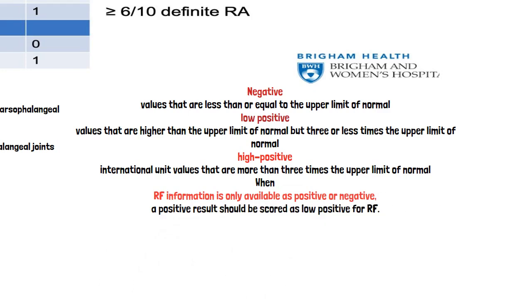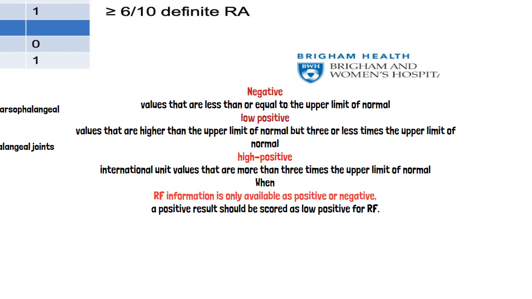and assay. Low positive refers to a value that is higher than the upper limit of normal, but 3 or less times the upper limit of normal for the lab and assay. High positive refers to values that are more than 3 times the upper limit of normal. But sometimes the lab result comes with the rheumatoid factor either positive or negative. A positive result should be scored as low positive for rheumatoid factor, and the patient takes score 2.